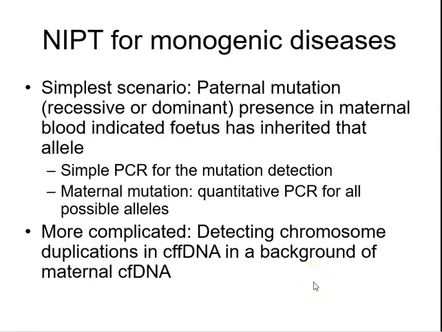Okay, so the simplest scenario is where we want to test whether the fetus has received a mutation that we know is present in the father but is not present in the mother. So this could be something like Huntington's disease. If the mother is negative for Huntington's disease and the father is positive, and you can detect that Huntington's disease mutation in the mother's blood during pregnancy, you know that the fetus is going to have the genotype for Huntington's disease, and therefore we can give that information to the parents and they can terminate if they wish.